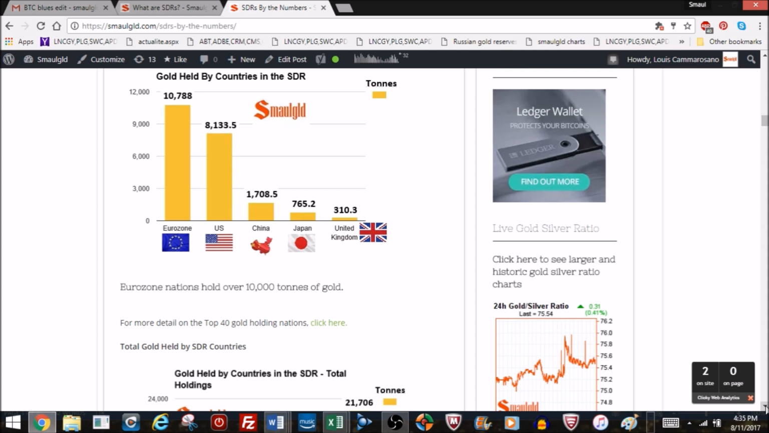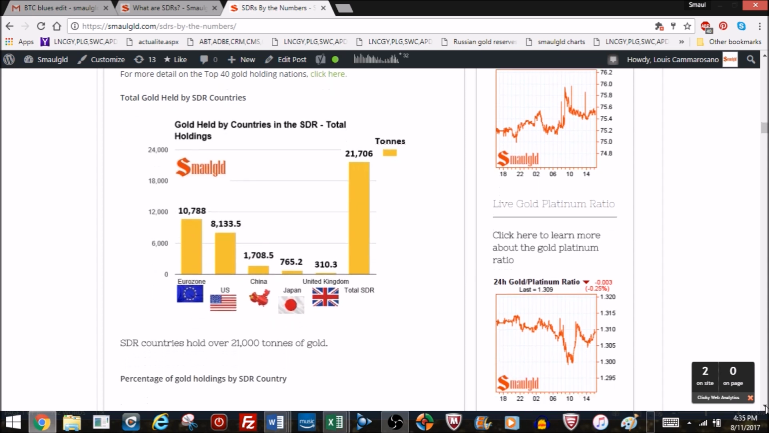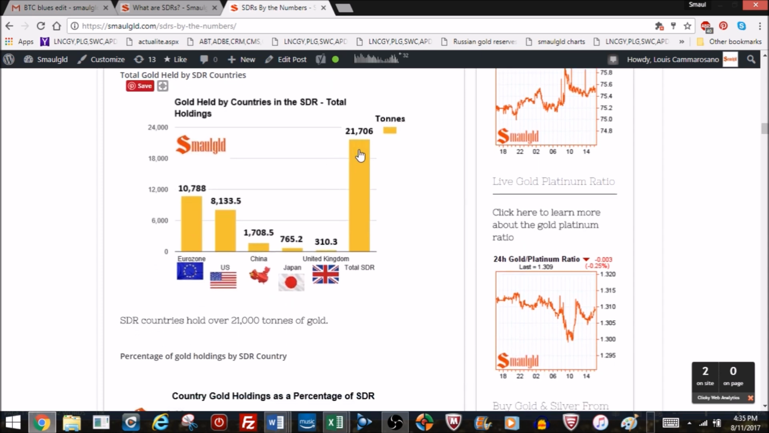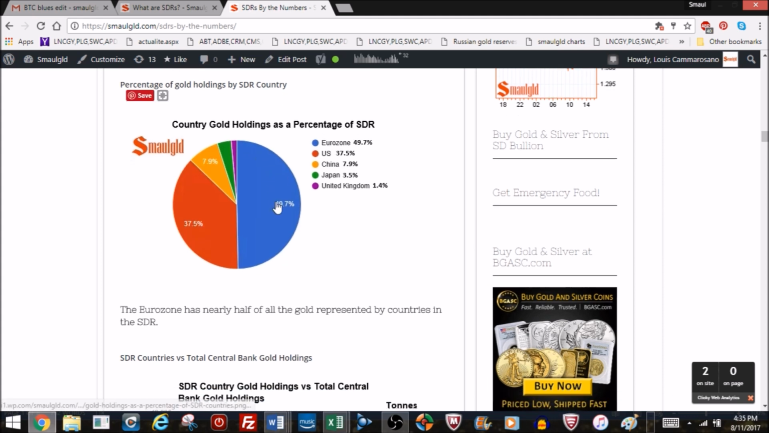So Eurozone nations have over 10,000 tons. US says it has 8,000. China 1,842. Japan 765. UK 310. So if you look at the total SDR nations, what they hold, 21,000 tons. That's a lot of gold in the SDR nations, supposedly. And if you break it down, as I mentioned, Eurozone has 50% of it, US 37%, China, this is People's Bank of China, 8% of it, and then small slivers in Japan and the United Kingdom.